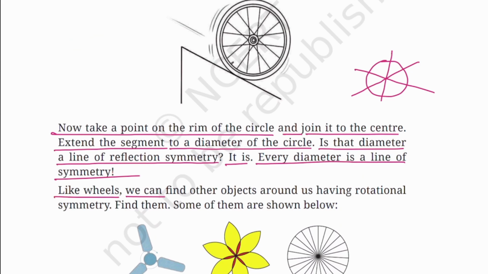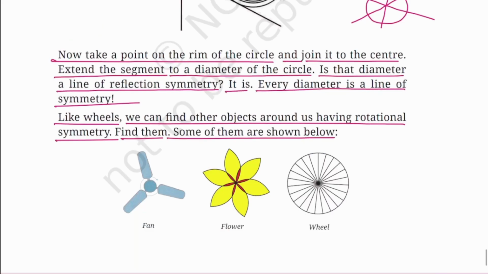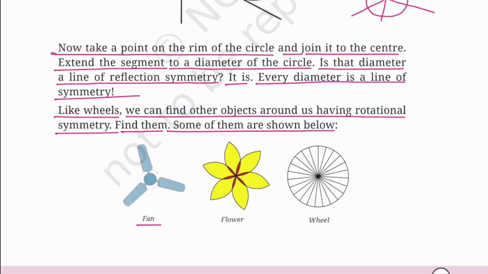Like wheels, we can find other objects around us having rotational symmetry. Find them. Some of them are shown below: fan, flower, wheel.